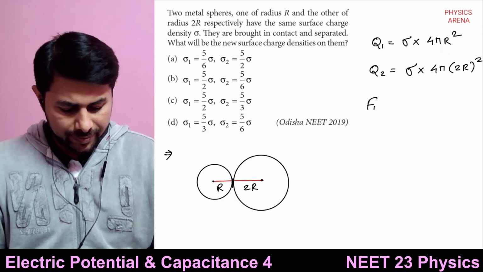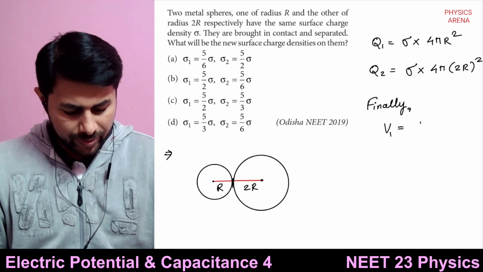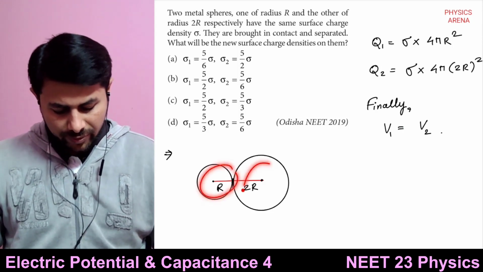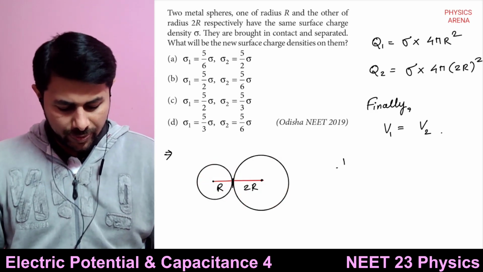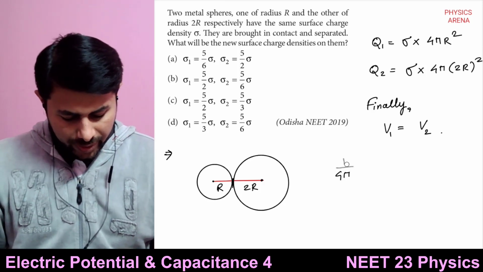So finally, potential on one will be equal to potential on the second one. Okay, potential on first sphere will be equal to potential on second sphere. So we can use this formula for potential, 1 upon 4 pi epsilon naught q upon r.